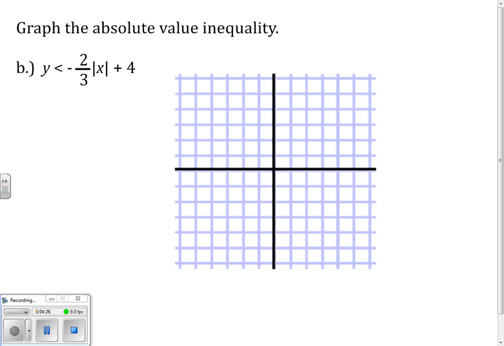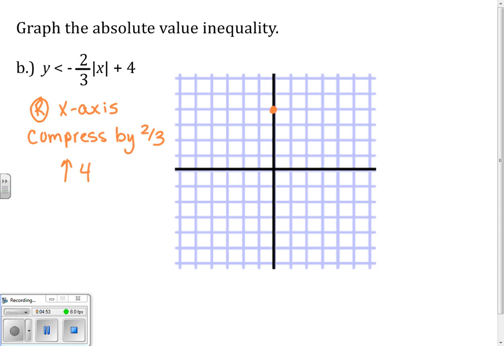Letter B is also already solved for y, and it's an absolute value. This is a line that has not moved left or right. However, there are a whole bunch of other things that have occurred. I see a reflection on the x-axis, so I better have a slope down. I see a compressed by 2/3. And I see an up 4. So I'm going to start up 4, my first point, that's my vertex.